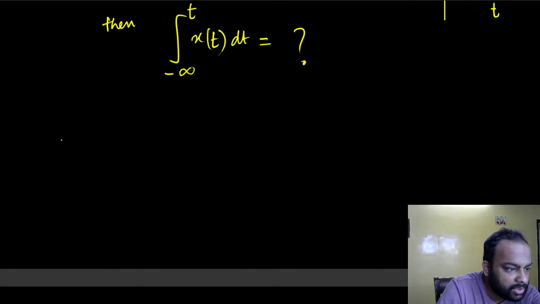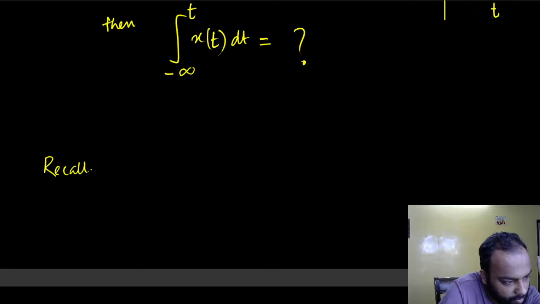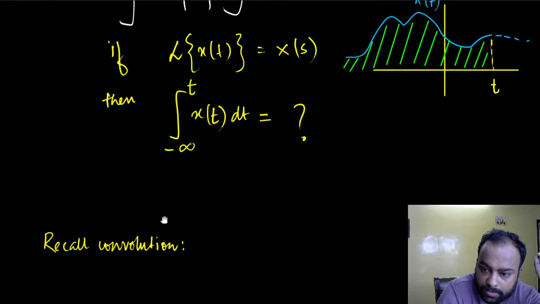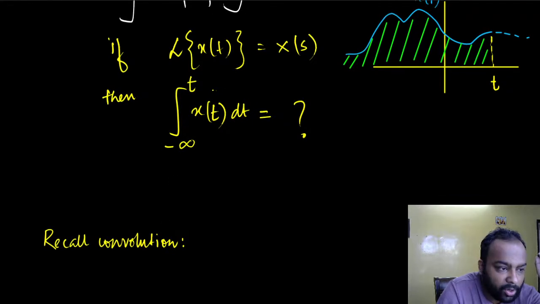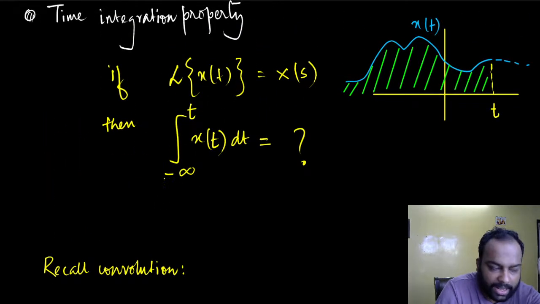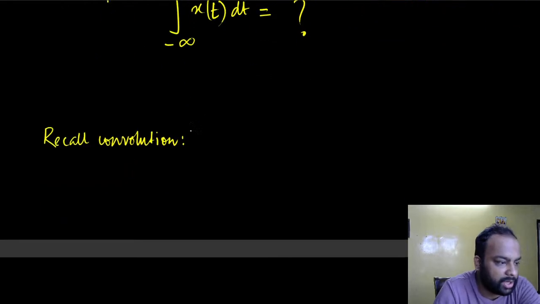All right. With that said, recall our convolution property. Someone is asking why the upper limit is not infinity. Why, for the time integration property, is the upper limit not infinity? That will be evident shortly.